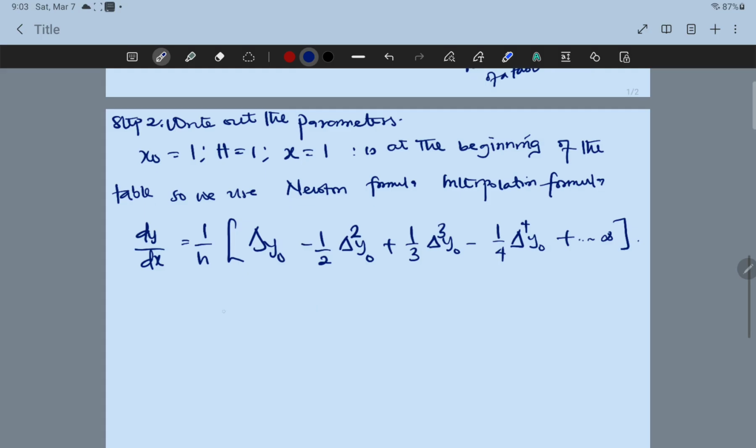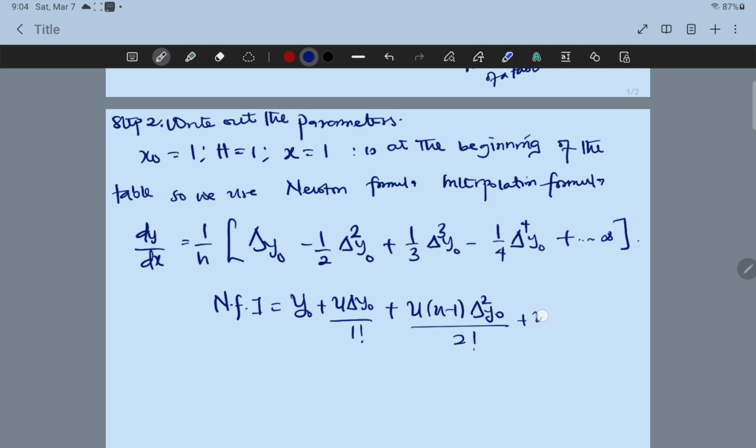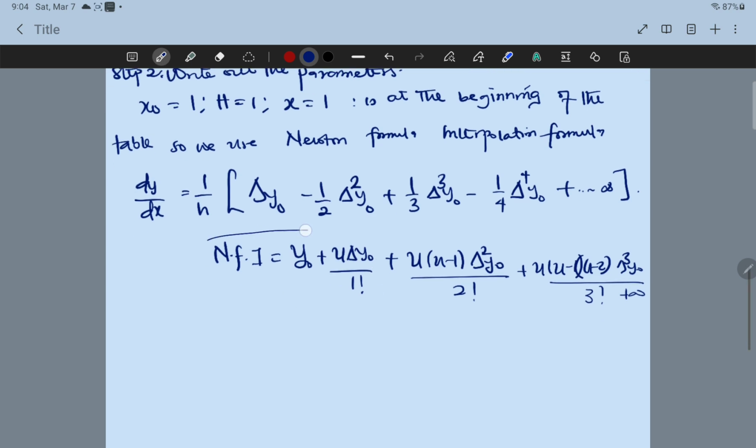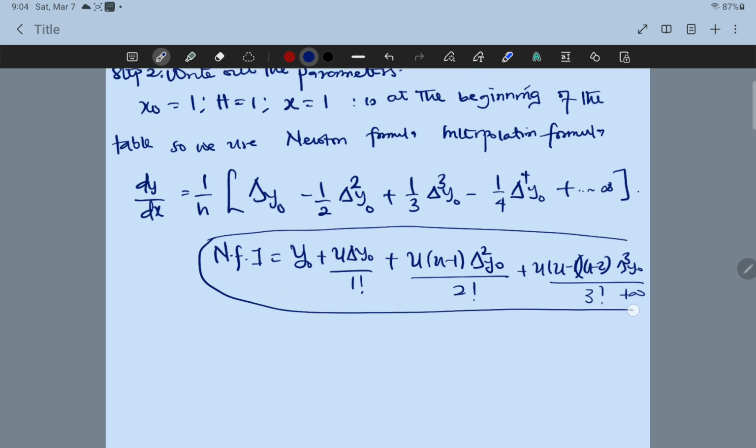Don't forget the NFI formula. The Newton forward interpolation formula says what? y naught plus u Δy naught over 1 factorial plus u(u minus 1) Δ squared y naught over 2 factorial plus u(u minus 1)(u minus 2) Δ cubed y naught over 3 factorial as we approach infinity, right? Good. So if we differentiate this particular function, if we differentiate this NFI, we are going to arrive at this.